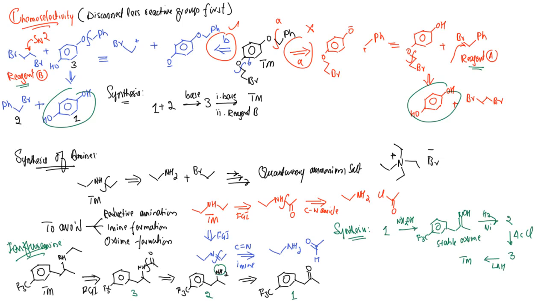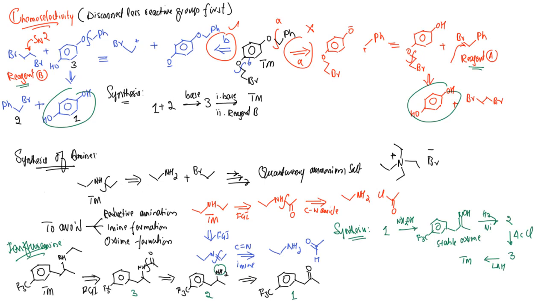Let me revise important points. Chemoselectivity is an important area of retrosynthetic analysis, which tells us that the disconnection should be made for a more reactive group first. Here we have given an example in which we chose two different retrosynthetic routes. Only that retrosynthetic route was followed where we disconnect a more reactive group first.